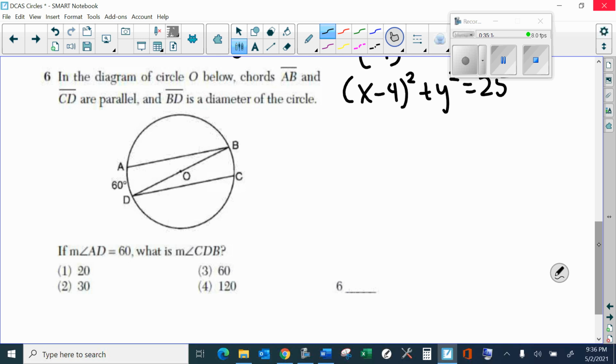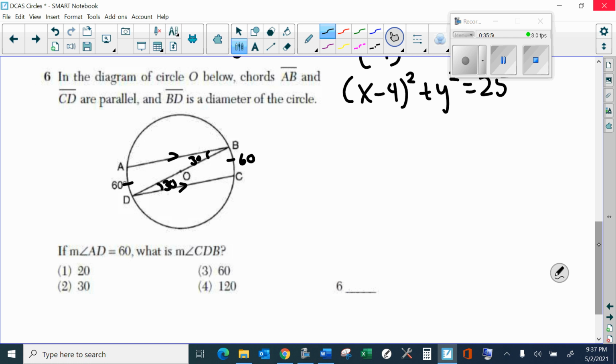In the diagram of circle O below, chords AB and CD are parallel. When they're parallel chords, then we know the degrees between those are congruent. And BD is a diameter, so we have parallel lines cut by a transversal, just so you know that. So we would know that those two angles are congruent. Those are intercepted arcs, which make these 30 degrees because they are inscribed angles. Half of this 60 is 30. Measure of arc AD is 60 degrees.